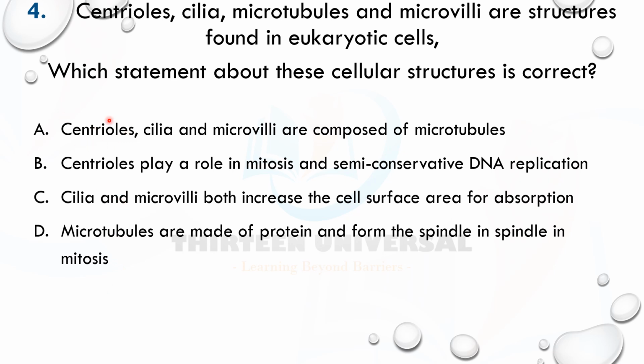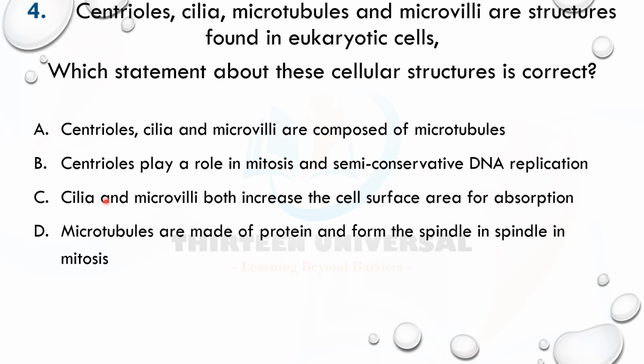Let's analyze it. Pause the video and check it out. Centrioles contain microtubules. Yes, made up of 9 triplets of microtubules. Cilia, of course, is made up of 9 duplets of microtubules with 2 singlets at the middle. Microvilli doesn't have microtubules, so A cannot be the answer. B says centrioles play a role in mitosis and semi-conservative replication. No, they don't play a role in semi-conservative replication of DNA, so B is wrong.